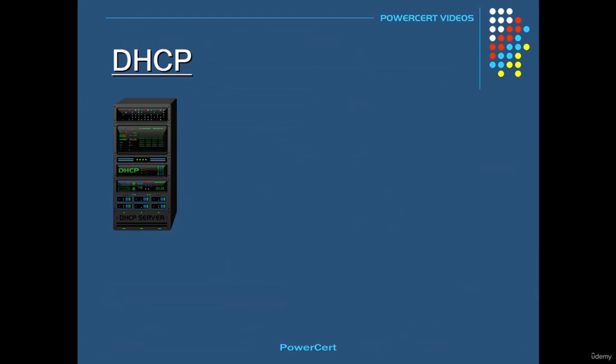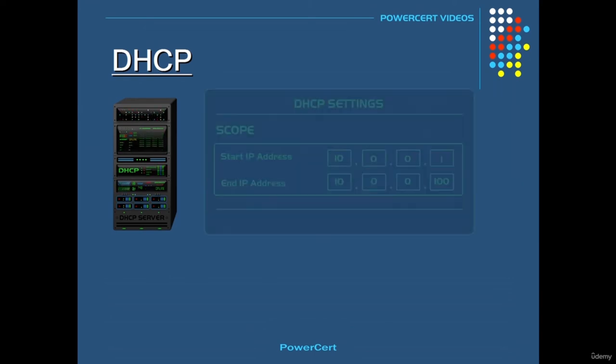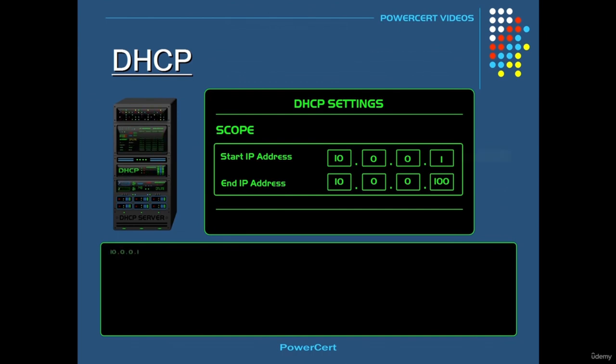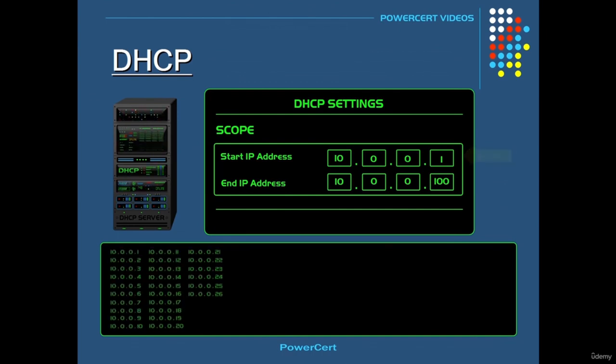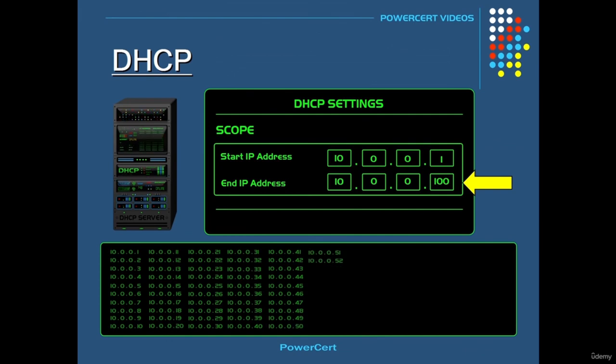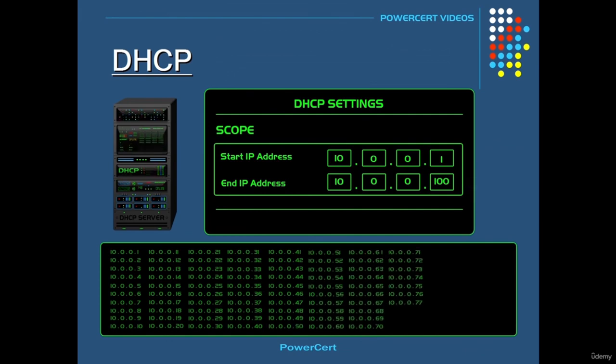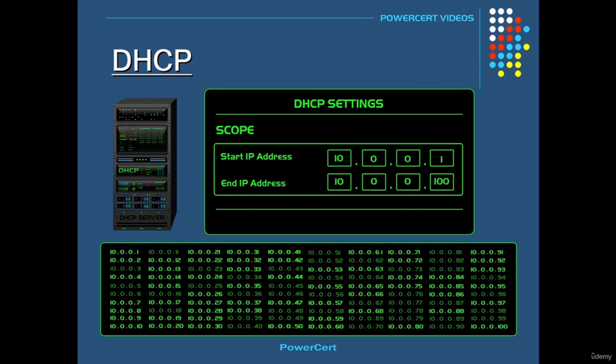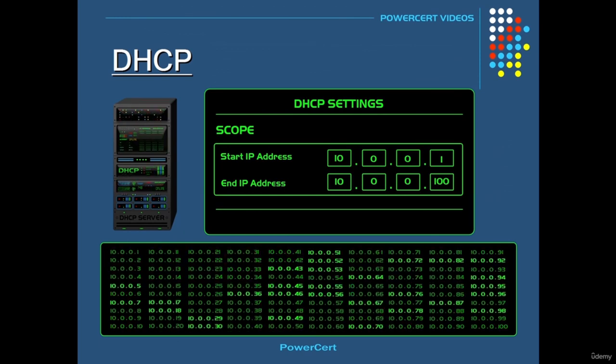Now, a DHCP server assigns IP addresses to computers on a network from its scope. And a scope is a range of IP addresses that a DHCP server can hand out. As an example here, we see a scope of IP addresses on this server. As you can see, the range starts with this IP address and ends with this IP address. So computers on this network will get an IP address from this range. This scope can give out 100 IP addresses.